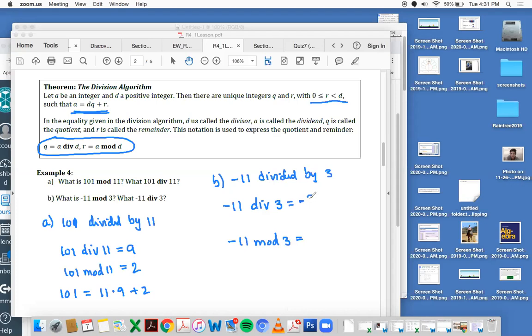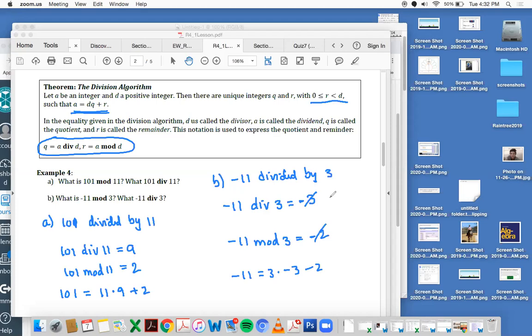Is it negative 3? Negative 11 divided by 3. Negative 3 is not incorrect, but this will give me a remainder of negative 2, right? You can't have a negative remainder. So if I say it's negative 3, then it works out, but R can't be negative. So this is not the best choice there.